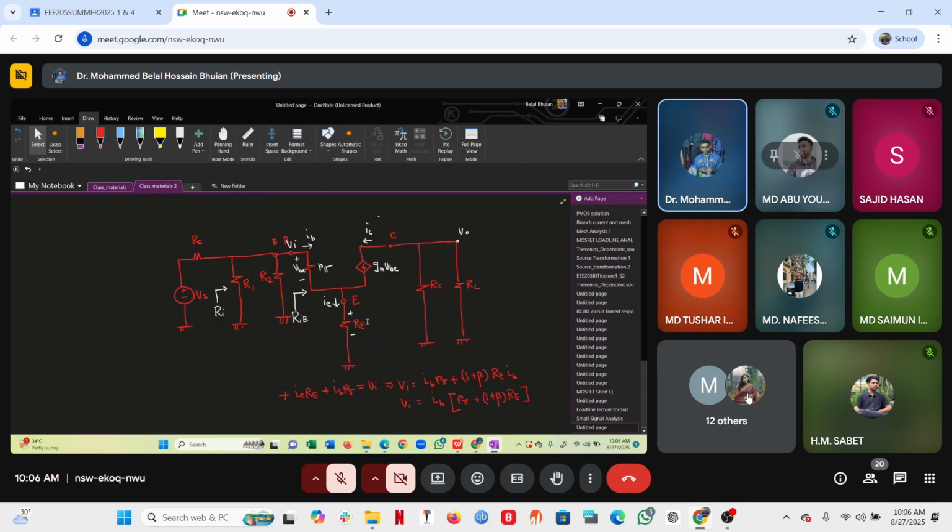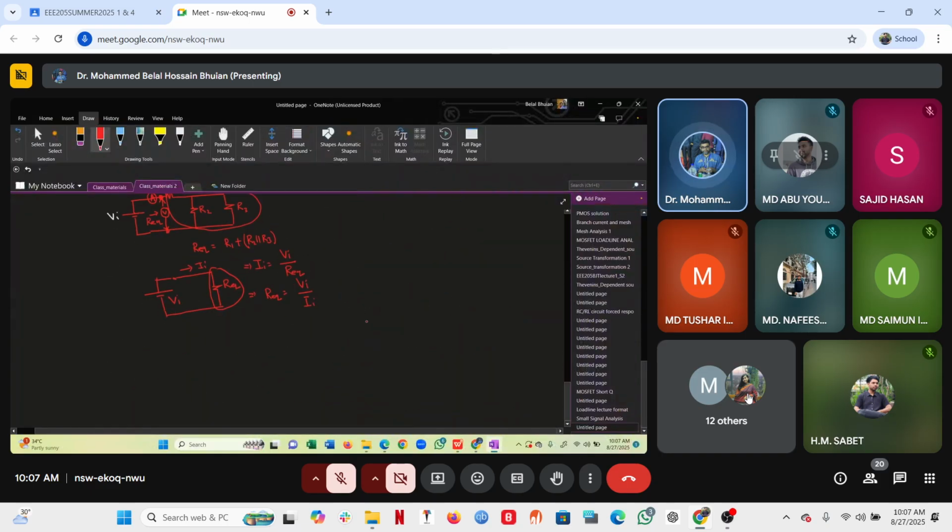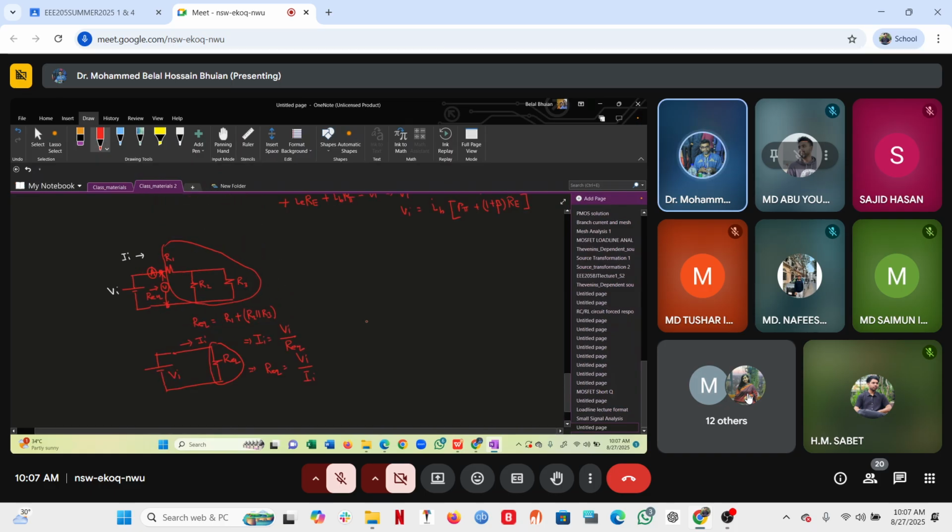So if I want to determine RIB, the resistance looking into the base to the right, what should I do? All I need to do is determine the expression for VI and the current. Same as here, all I determine is the voltage between these two terminals and the current. So that's what I'm going to do.